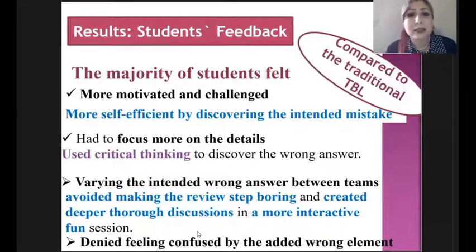Students' feedback shows that compared to the traditional TBL that the students were used to, the majority of students felt more motivated and challenged and more self-efficient by discovering the intended mistake in the answer key. They had to focus more on the details of the questions and use their critical thinking to discover the wrong answer. They also reported that varying the intended wrong answer between teams avoided making the clarification review step boring and created deeper, thorough discussions in a more interactive, fun session. They denied feeling confused by the added wrong element in the answer key of the question.